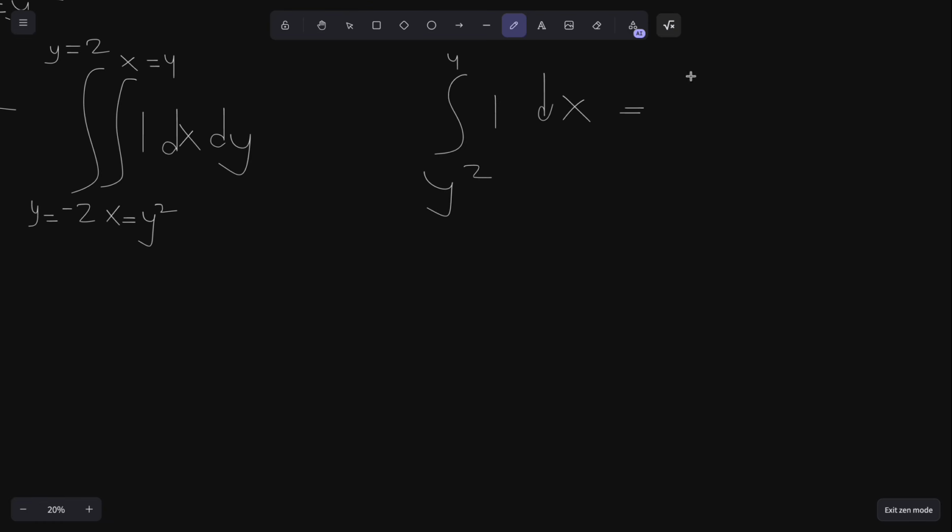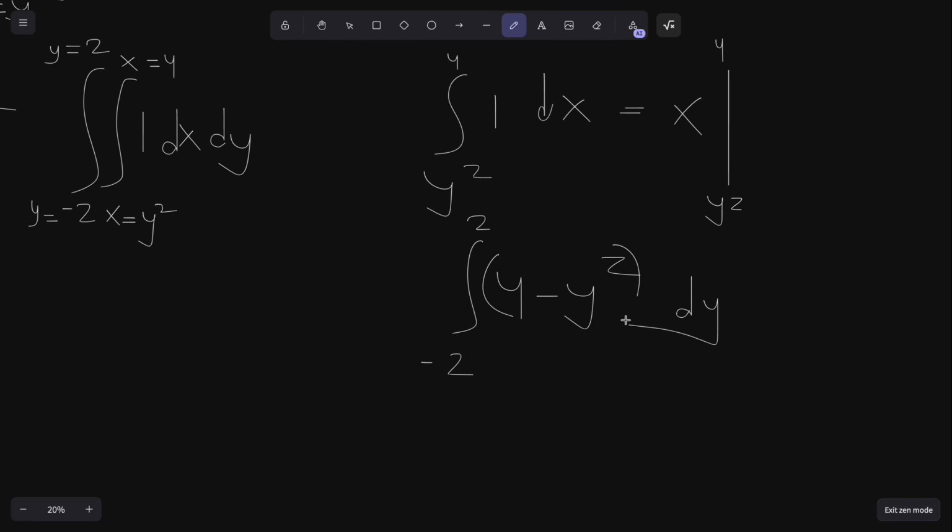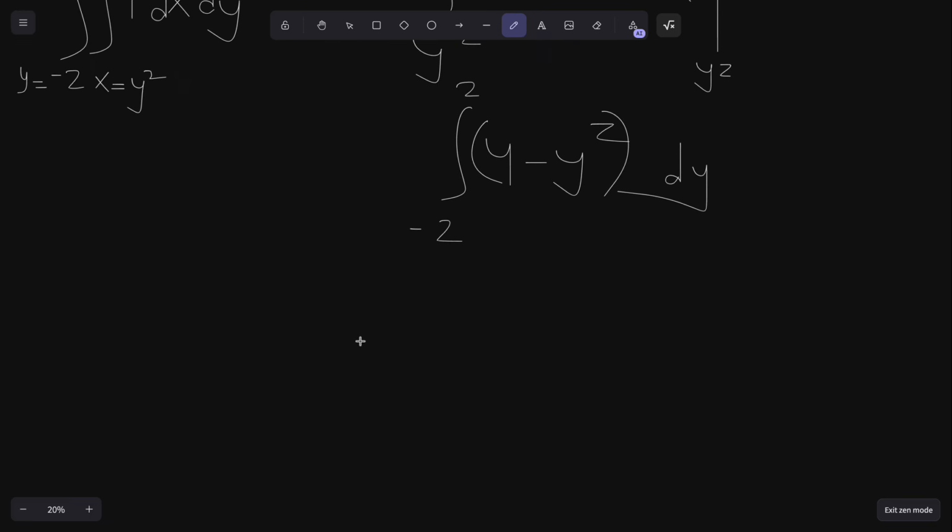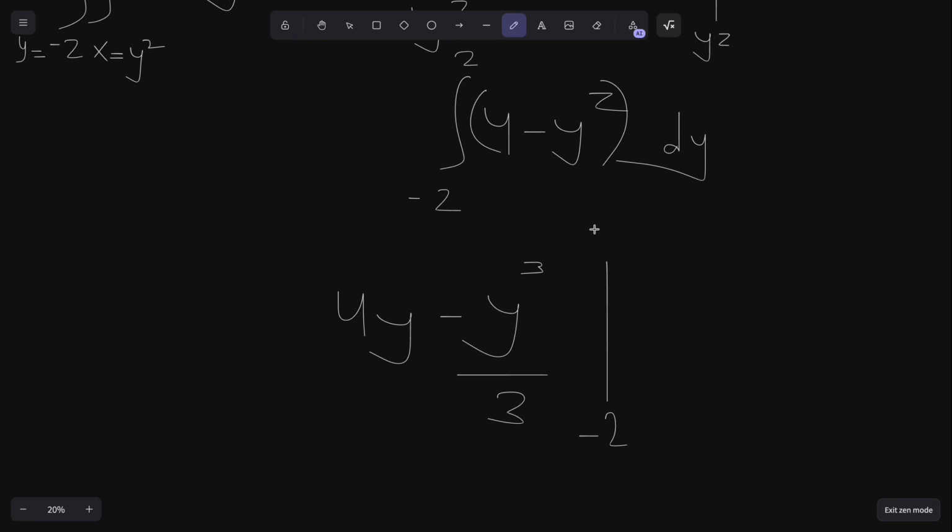That's going to be equal to x ranging from y squared to 4. Evaluate it at these two, and you get 4 minus y squared. And now you're at the outer integral. So this is an integral from negative 2 to 2 with respect to y. So now we can do, this is 4y minus y to the third power over 3, evaluated at negative 2 to 2.